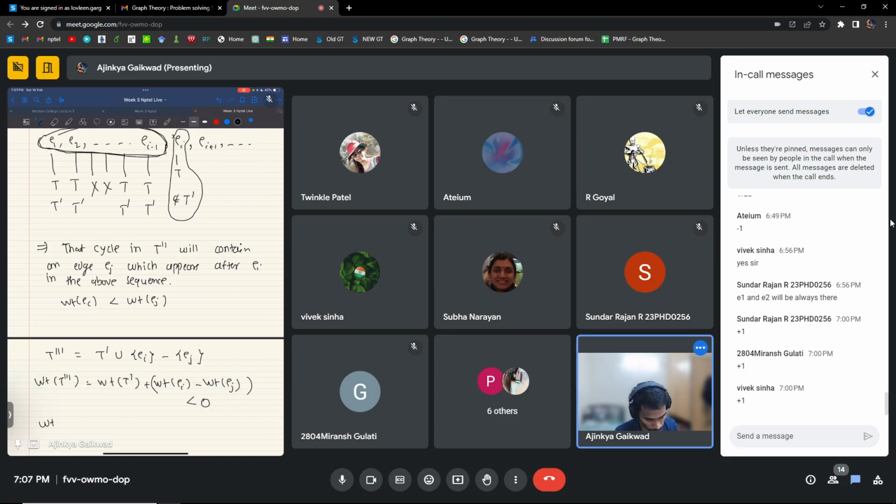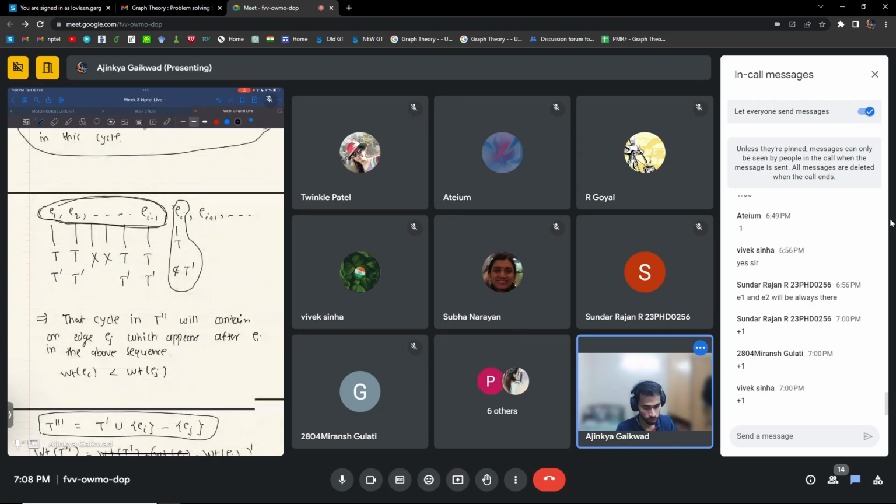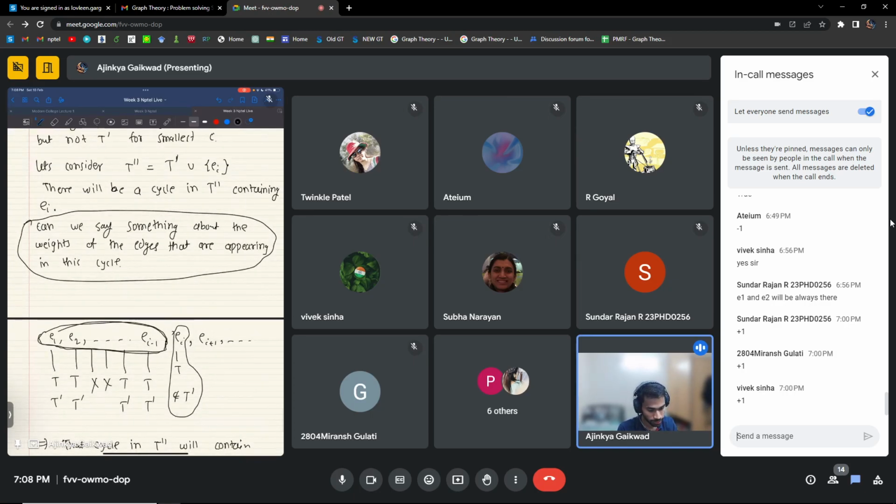But the weight of EI is less than the weight of EJ because that was a sorted list, so this difference is negative. That means the weight of this newly constructed T triple prime is strictly less than the weight of T prime. This is not possible because T prime is a minimum spanning tree; there is no spanning tree whose weight is strictly less than T prime. This is a contradiction. That means our assumption, that there exists an edge EI which is in T but not in T prime, is wrong. There is no such edge.